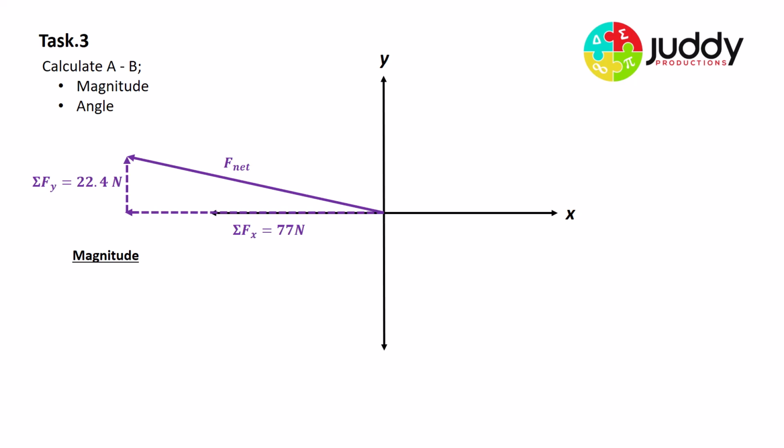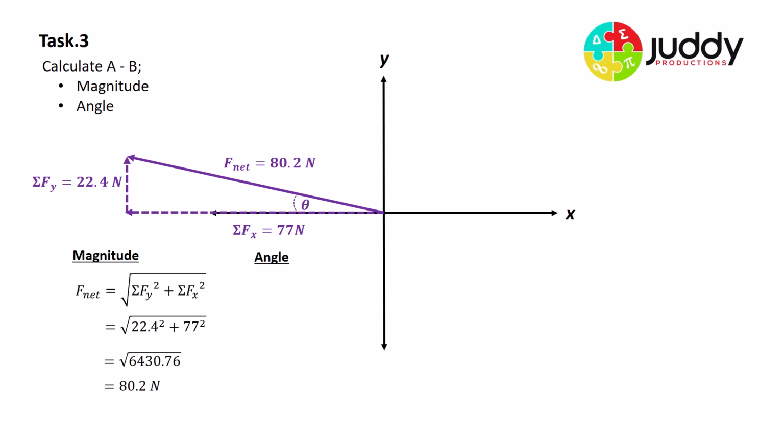Let's work out our final magnitude and angle. Once again, we have a right angle triangle with a side length of 22.4 and another side length of 77, and we're after the hypotenuse. This is a right angle triangle, so we can use Pythagoras' theorem to work out the magnitude of the hypotenuse. So the net force is 22.4 squared plus 77 squared, all square rooted, gives us a value of 80.2 newtons.